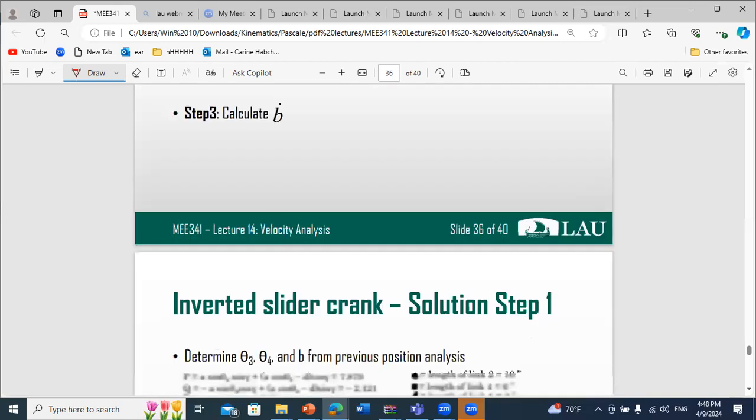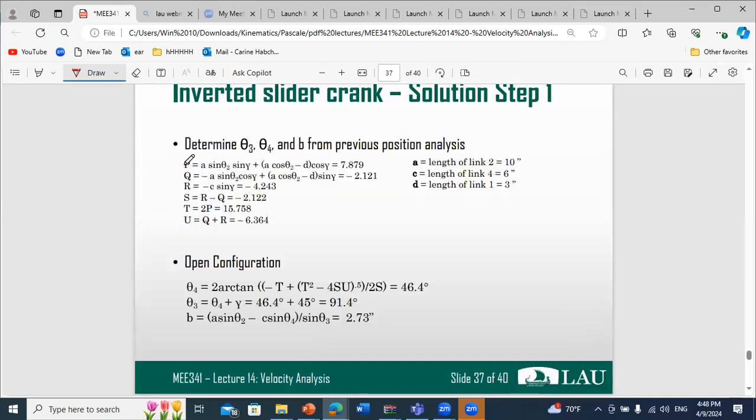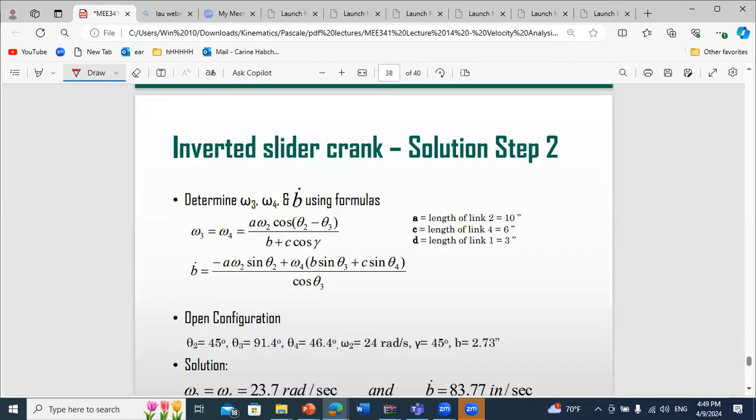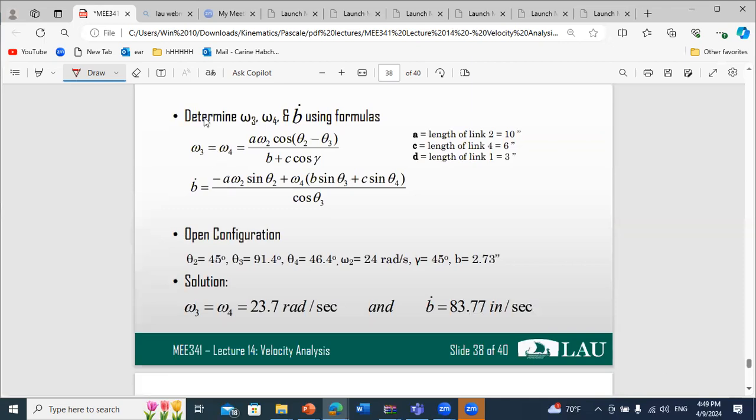Okay, so all I have to do is go back to the formulas developed in position analysis in order to solve for my angles, theta 3, theta 4, and also for the length of my coupler B. Here also I have two configurations, open and crossed, so I can solve for values in open and crossed configuration. Then once I get my vectors, I can calculate, according to the formulas developed, omega 3 and B dot. And this will give me the velocity unknowns.